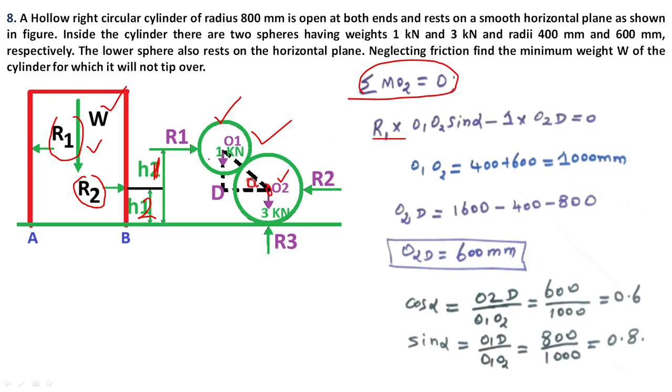So totally how many forces are acting on the sphere? Five forces: reaction force 1 and the weight of the sphere, reaction force 2 and weight, so totally 3 reaction forces and 2 weights acting. Take moment about this point. This force is at the same point, so its moment is 0. This 3 kilonewton force is also at the same point, so 0. R3 is also at the same point, so totally 3 forces give 0.